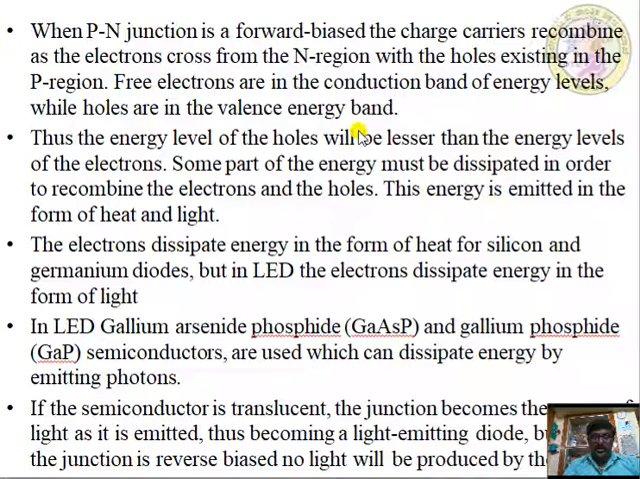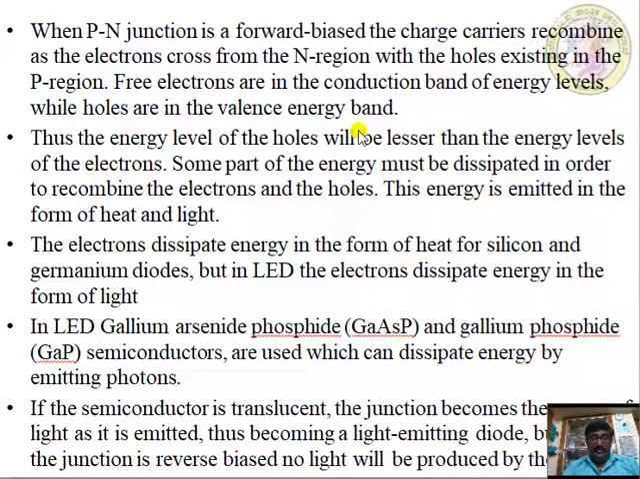Thus the energy level of holes is lower than the energy level of the electrons. Some part of the energy must be dissipated in order for the electrons and holes to recombine. This energy is emitted in the form of heat and light.